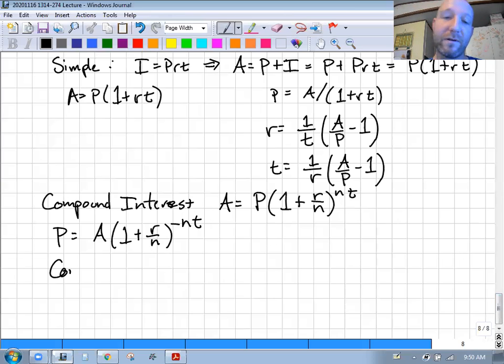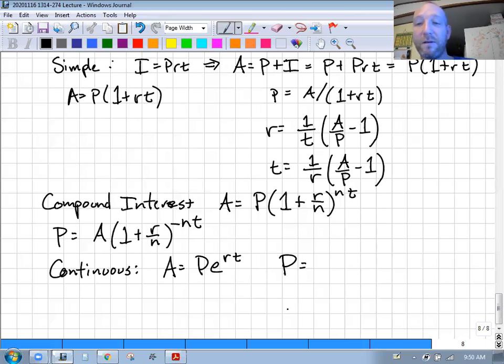If they give you continuous, amount equals P e to the RT. So if they wanted the principal, they gave you the amount, divide both sides by e to the RT. So that would be that. The negative means you're dividing by it. Or if they wanted R, you'd have e to the RT equals A over P. Divide both sides by P.